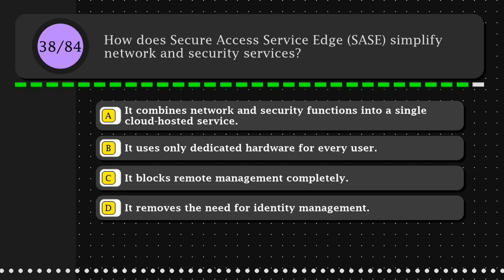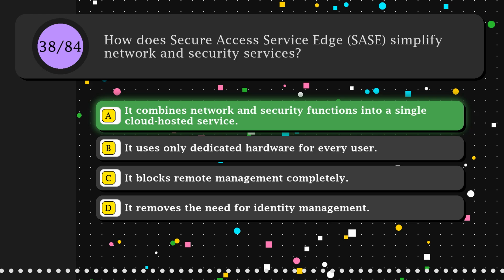Question 38. How does Secure Access Service Edge, SASE, simplify network and security services? Option A, it combines network and security functions into a single cloud-hosted service. Option B, it uses only dedicated hardware for every user. Option C, it blocks remote management completely. Option D, it removes the need for identity management.